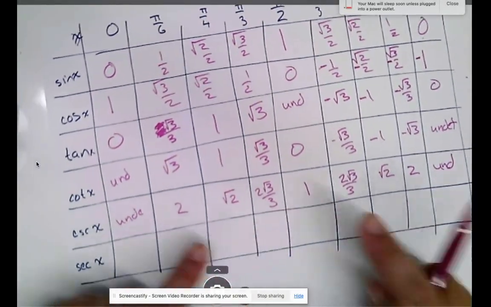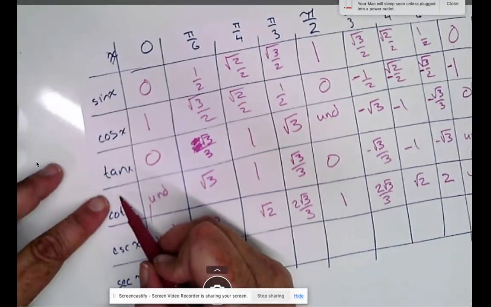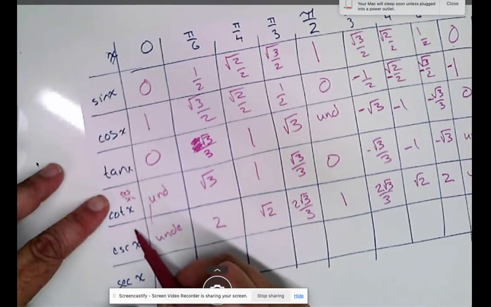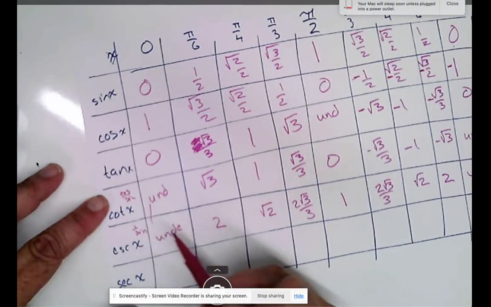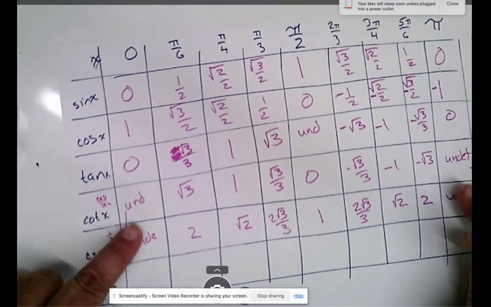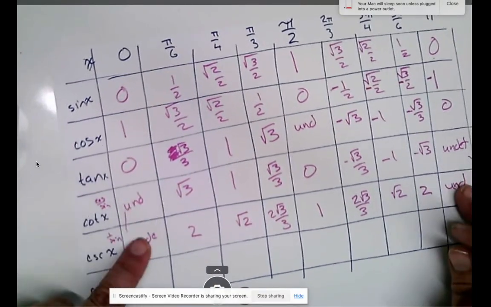Got it. The other thing I'm noticing, look at these two undefineds right here. Cotangent is also the same thing as cosine divided by sine, and this is 1 over sine. So when sine is 0, both of these should be undefined. So that works out.